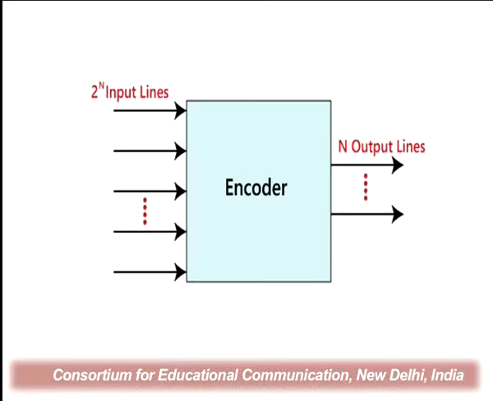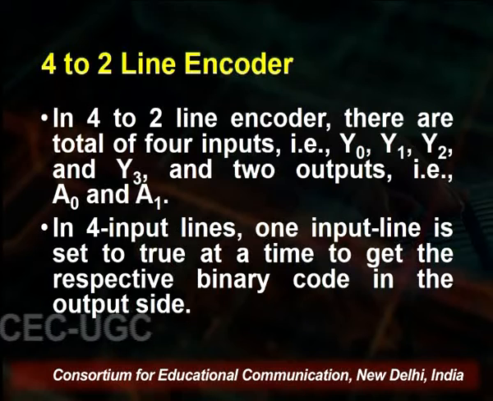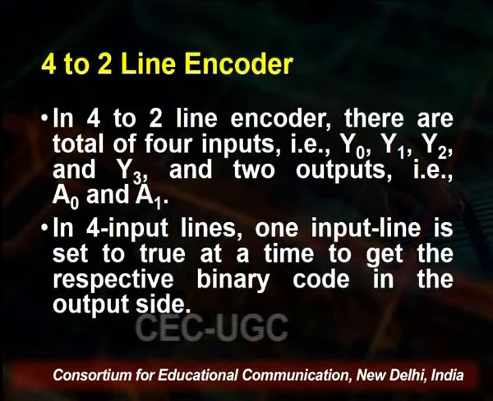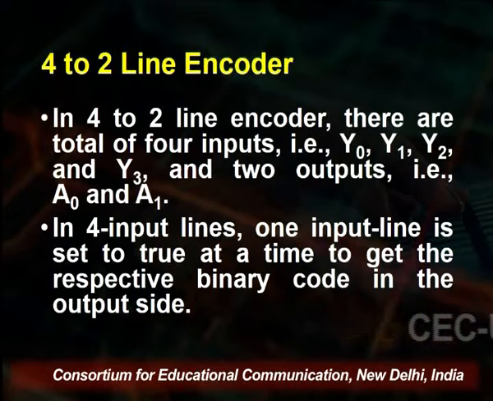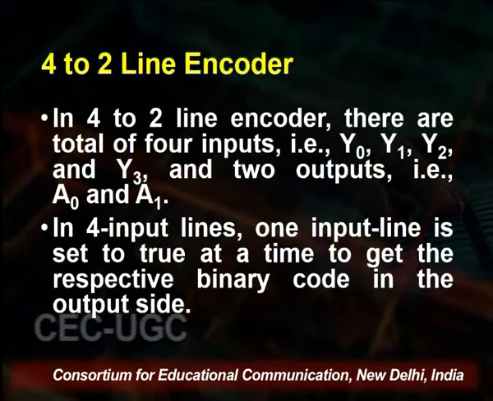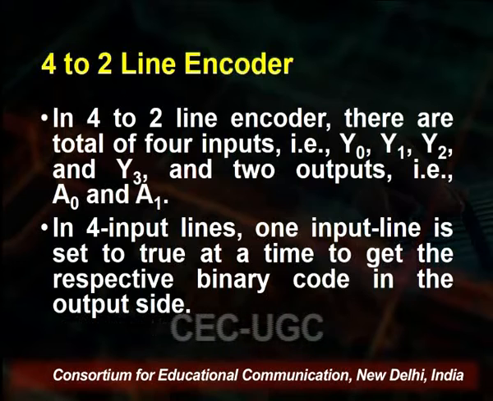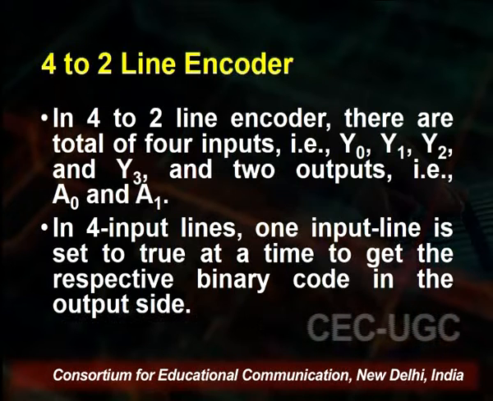In the circuit or the logical diagram, on the left side we see we have 2 to the power n input lines, and on the output side n output lines. Let's take up an example of a 4 to 2 line encoder. In a 4 to 2 line encoder, there are going to be 4 inputs as the name suggests, Y0, Y1, Y2 and Y3, and only 2 outputs, which are A0 and A1.